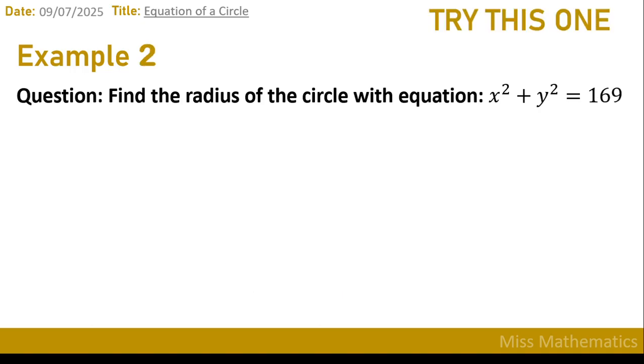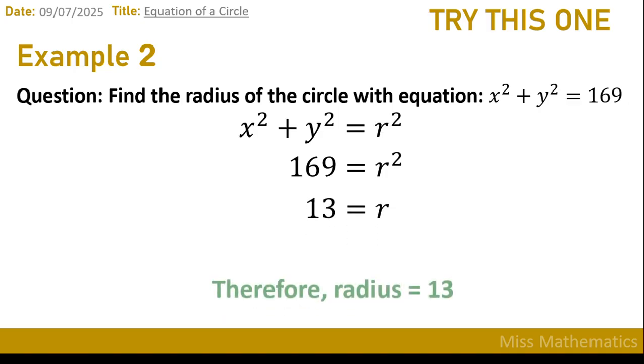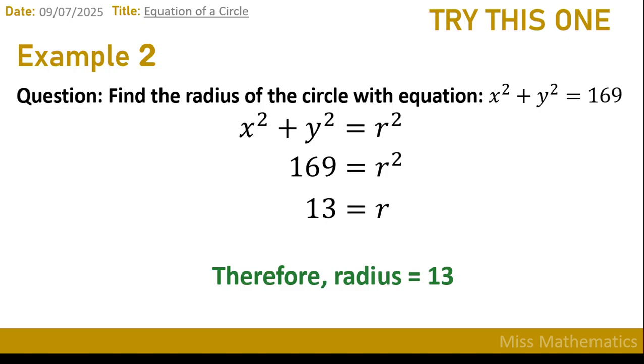Example 2. Pause the video here and try this one using the method we just learned. Find the radius of a circle with the equation x squared plus y squared equals 169. In the same way, we know that r squared is equal to 169, as this is told in the question. Therefore, if we square root both sides, we get r equals 13. So therefore, the radius of this circle is 13.